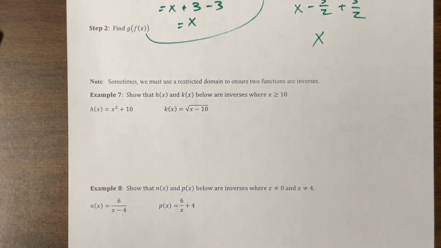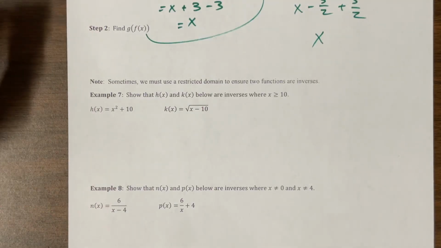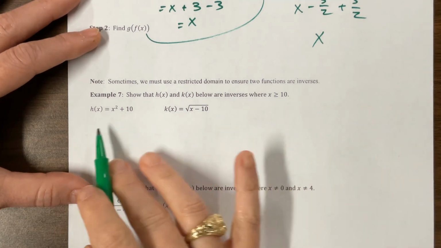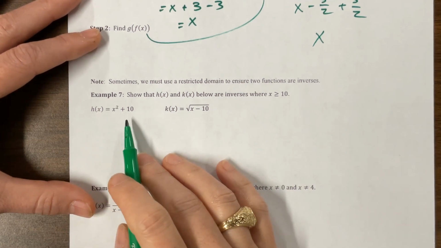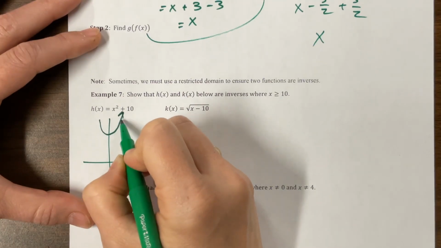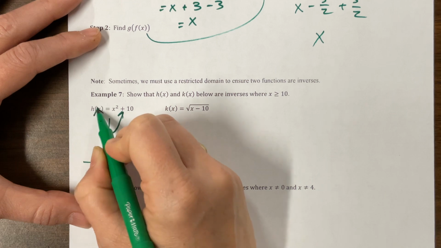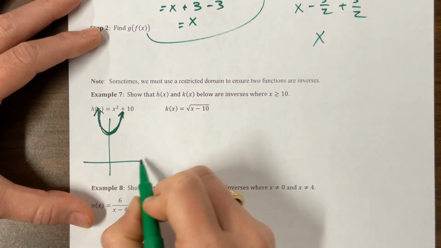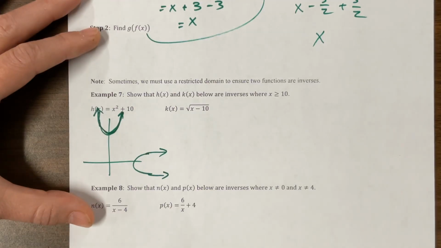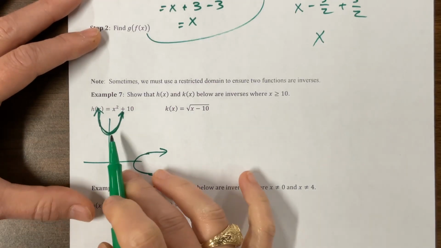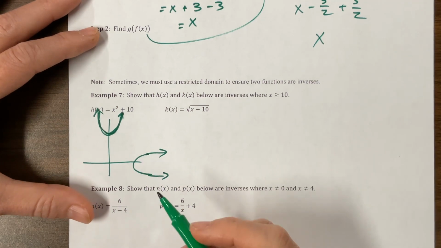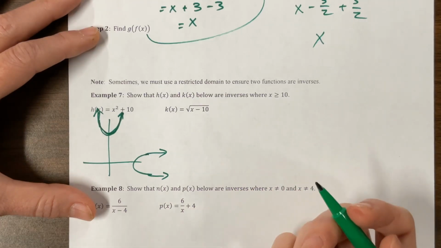Okay, sometimes we must use a restricted domain to ensure that two functions are inverses. So what happens here is this graph is this. If I take its inverse, then I get this, which is not a function. And so what I have to do, I stand up in the classroom and I use my arms to do this, and I chop off an arm. I mean, I don't really, but I drop an arm.